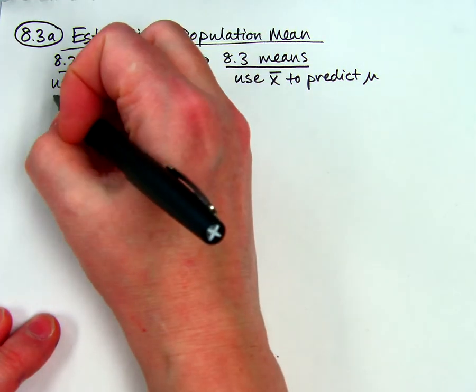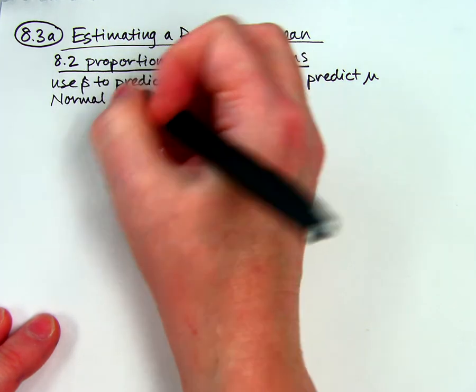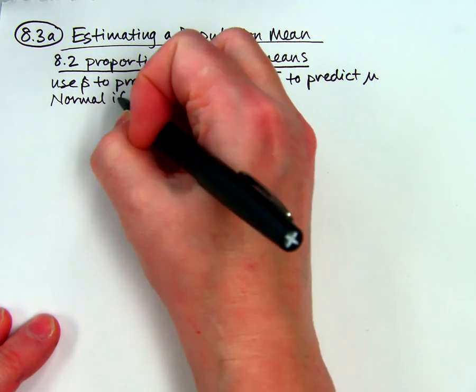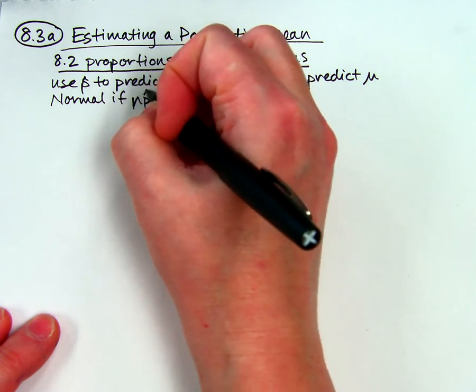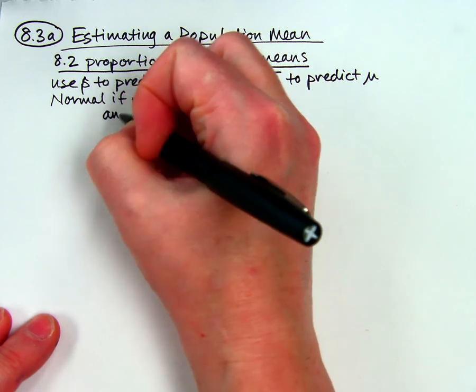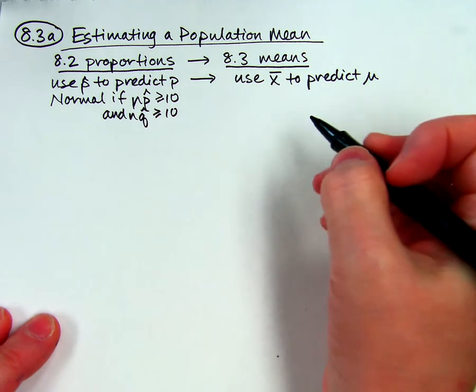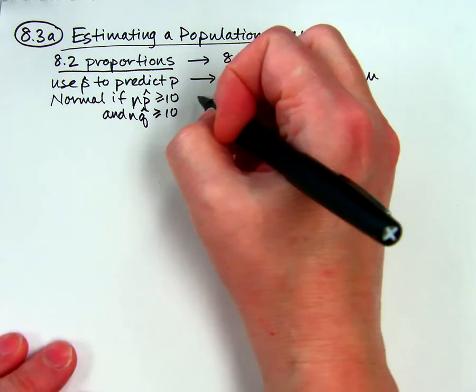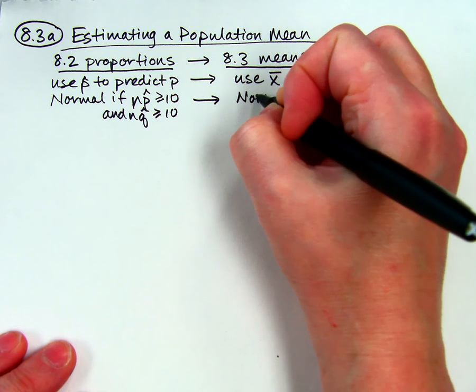The main thing that changes in the conditions is the normal condition is a little bit different. The other two stay the same, which is kind of nice. But proportions are normal if np and nq, and we had to use p hat, remember, np hat is greater than 10 and nq hat is greater than 10. There is no p and q in means, and so we can't check that. We're going to change to checking the sample size only.